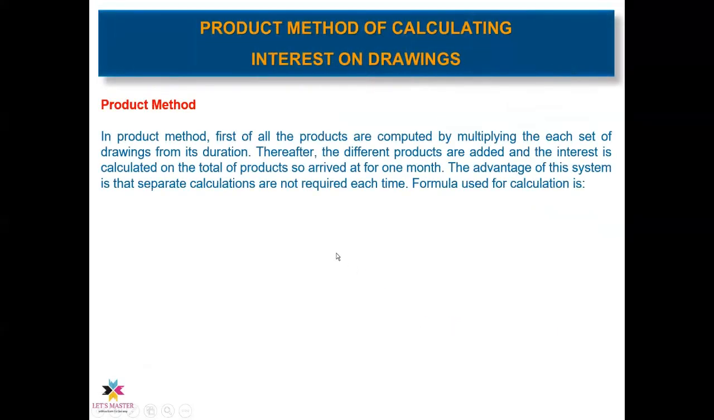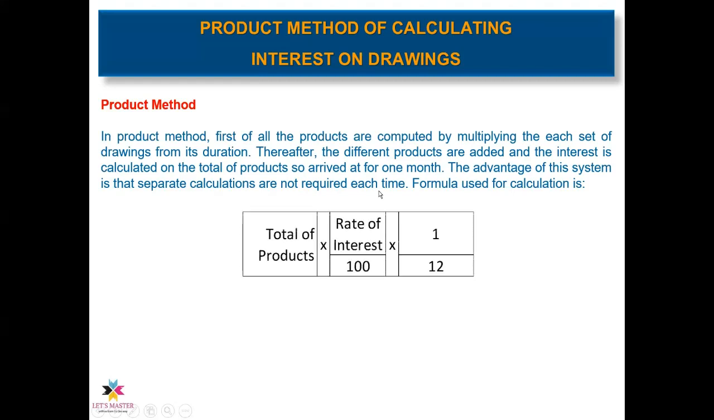Moving further, the second method of calculating interest on drawing is the product method. In the product method, first of all the products are computed by multiplying each set of drawings by its duration. Thereafter, the different products are added and the interest is calculated on the total of products so arrived at for 1 month only. The advantage of this system is that separate calculations are not required each time.